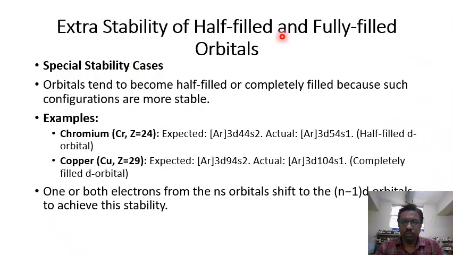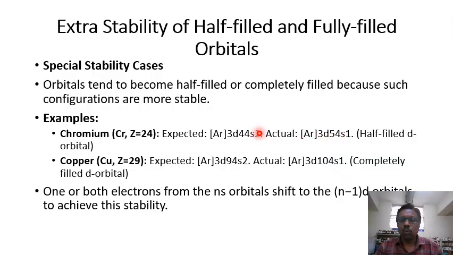Extra stability of half-filled and fully filled orbitals. So there are special stability cases. Orbitals tend to become half-filled or completely filled because such electronic configurations are more stable. Example: chromium. Atomic number 24 is expected to have the electronic configuration 3d4 4s2. Actually, chromium has the electronic configuration 3d5 4s1.